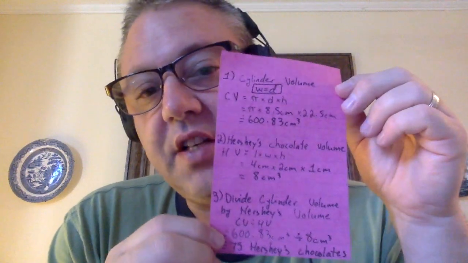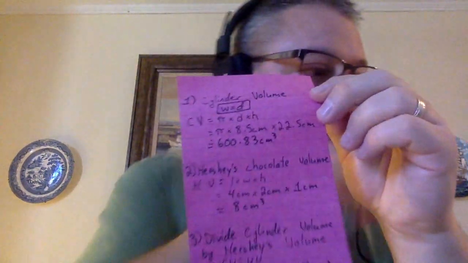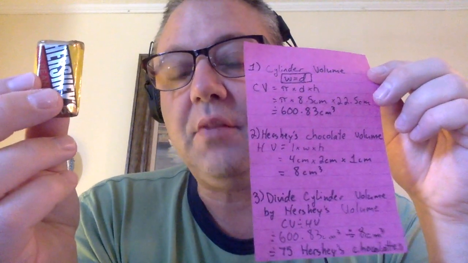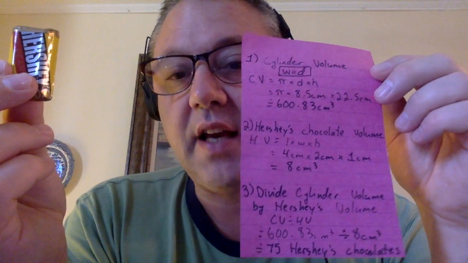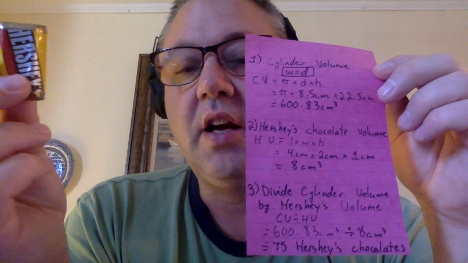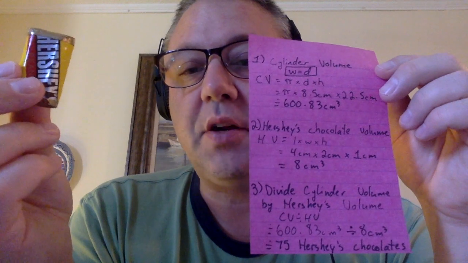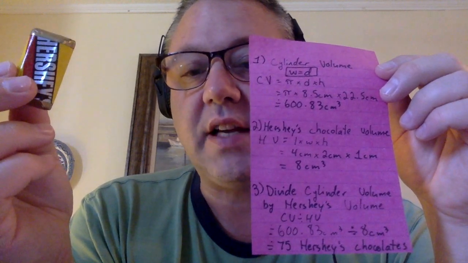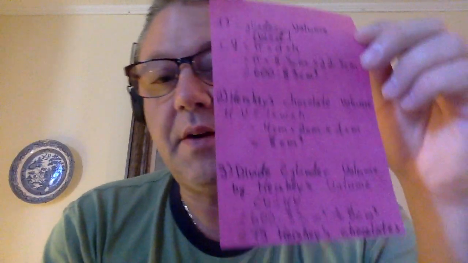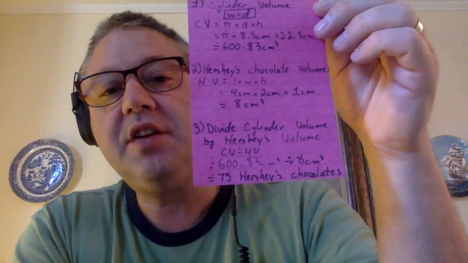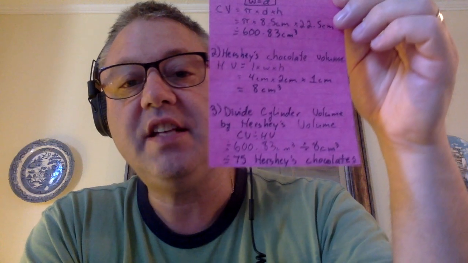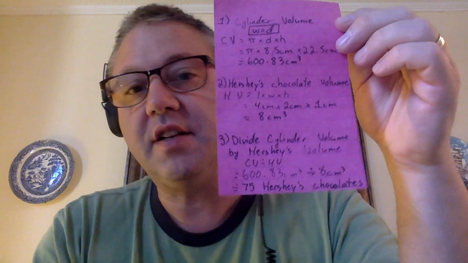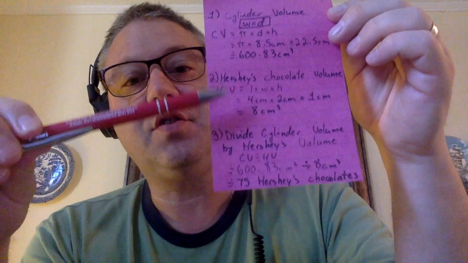Once that's done, you need to find out the Hershey's chocolate volume itself, this little guy right here. So Hershey's volume, and you'll have learned that in grade 6, is length times width times height, L times W times H, and it's 4 centimeters by 2 centimeters by 1 centimeter. You multiply all those together, and you get 8 cubic centimeters. Then the final answer is you need to divide the cylinder volume by the Hershey volume. So CV divided by HV. And as you can see, we already have those two answers now.